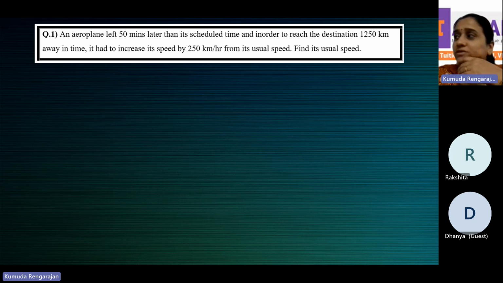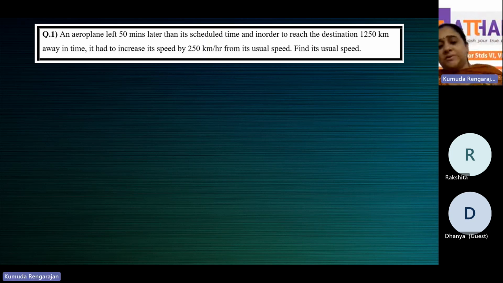An aeroplane left 50 minutes later than its scheduled time. And in order to reach the destination 1250 kilometers away in time, it had to increase its speed by 250 kilometers per hour from its usual speed. Find its usual speed.